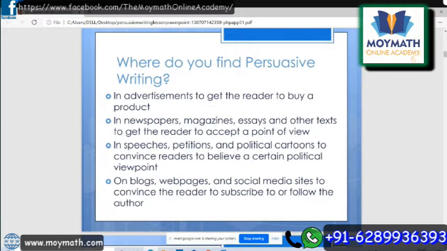So that all lies in our hands. How far you are able to influence people, how far you are able to convince people. Convincing is the important factor in persuasive writing.